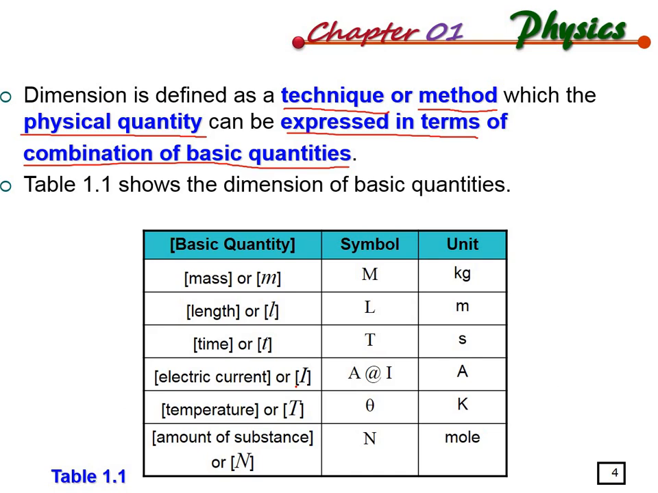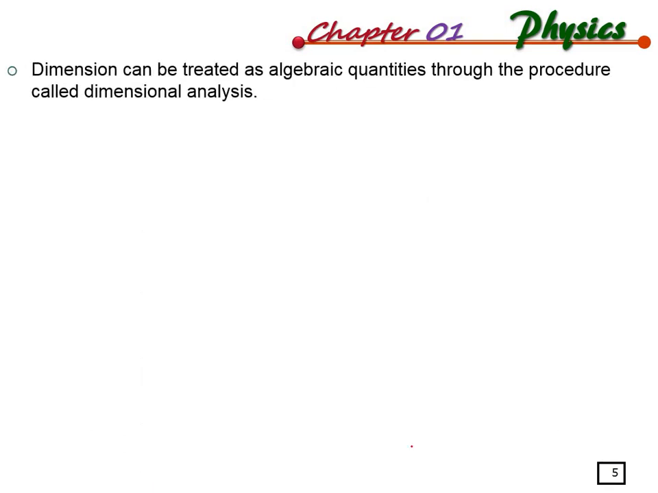Electric current, symbol is A or I, capital letter I, the unit is ampere. Temperature, symbol is theta, the unit is Kelvin. For the amount of substance, symbol is N, unit is mole. The dimension can be treated as algebraic quantities through the procedure called dimensional analysis.